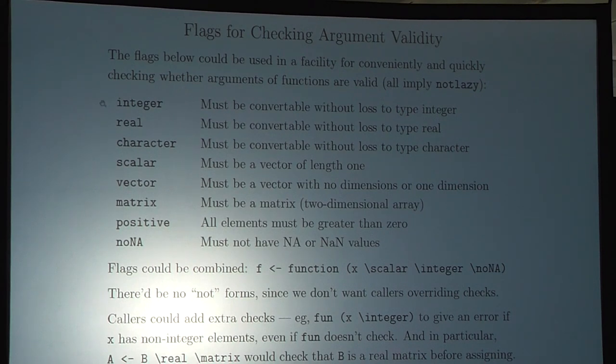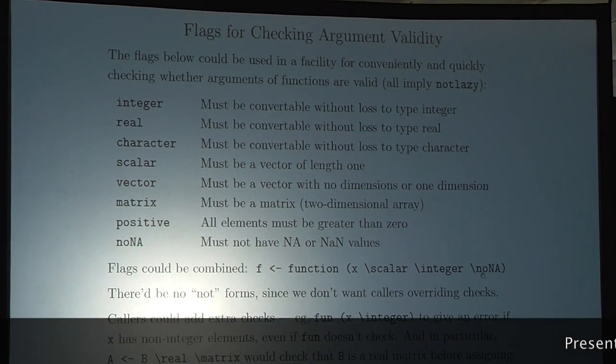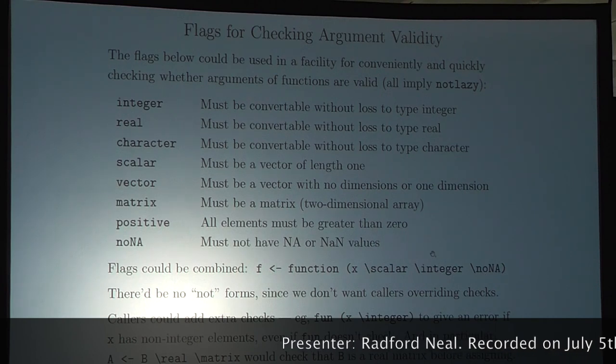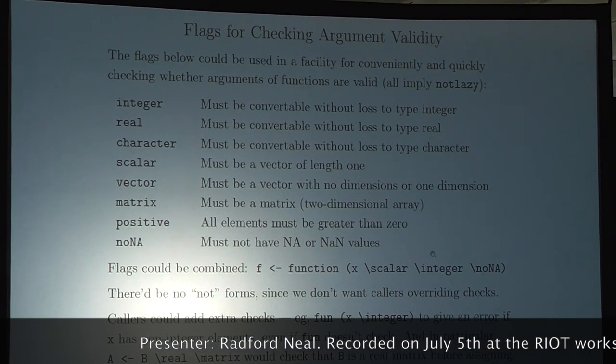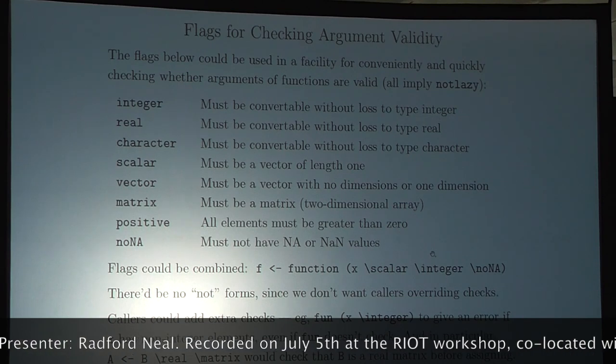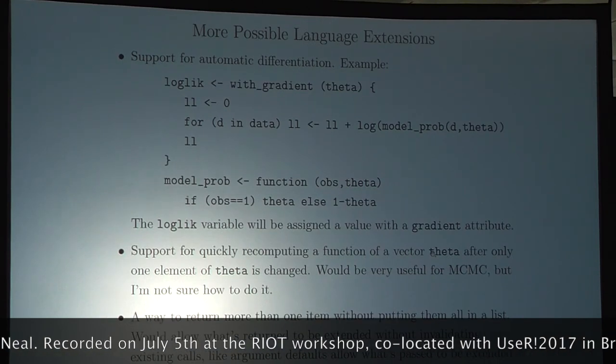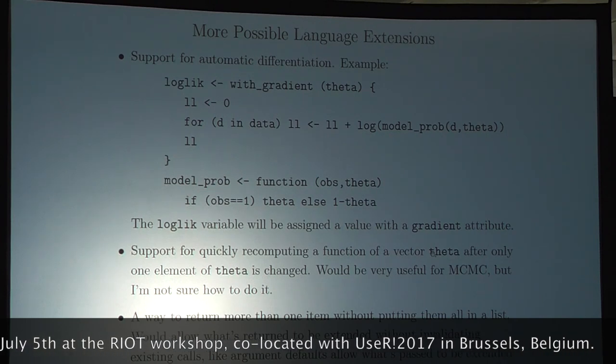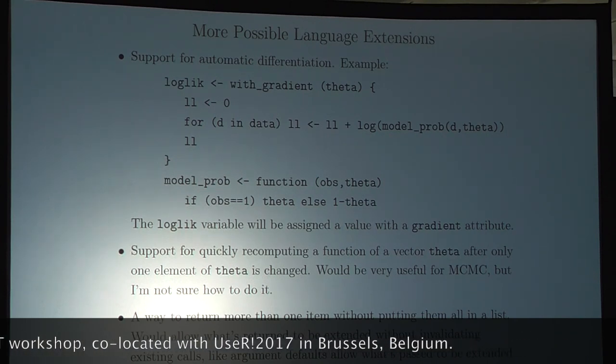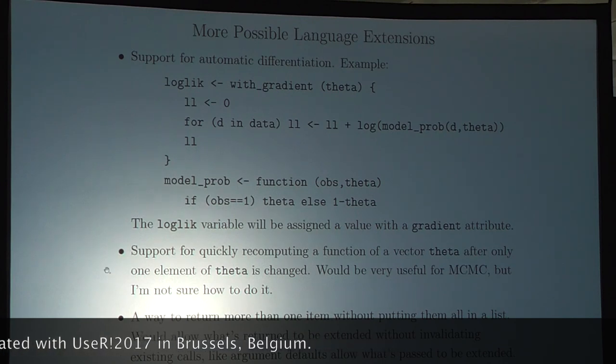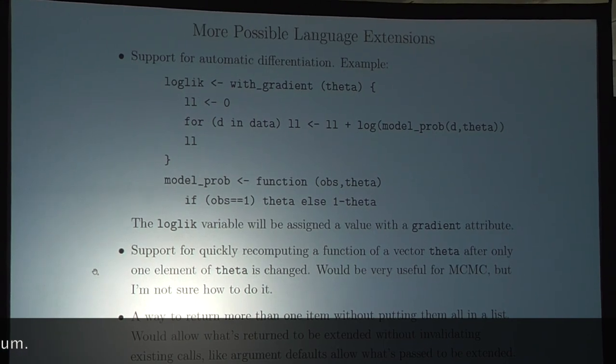It'd also be nice if you could have flags that let you check argument validity. So you could, for instance, say that a function takes a scalar integer that is not allowed to be an NA. And this could be done very fast, and so it would be much more attractive to put in these annotations than if there's a whole bunch of overhead in that. So it'd also be nice to have automatic differentiation, and it'd be nice to do a few other things here, which I think maybe I've run out of time on. So thank you.